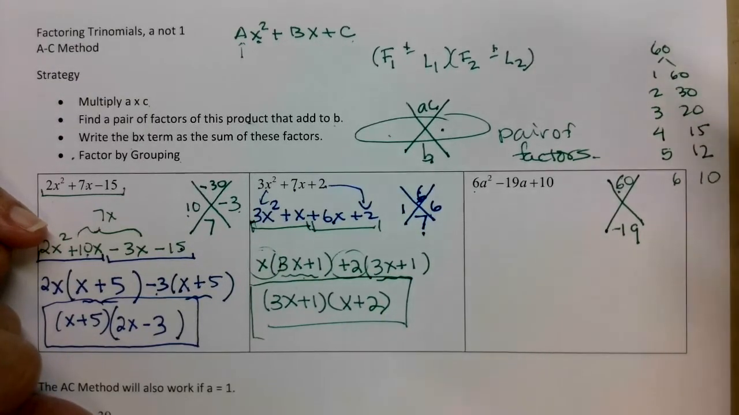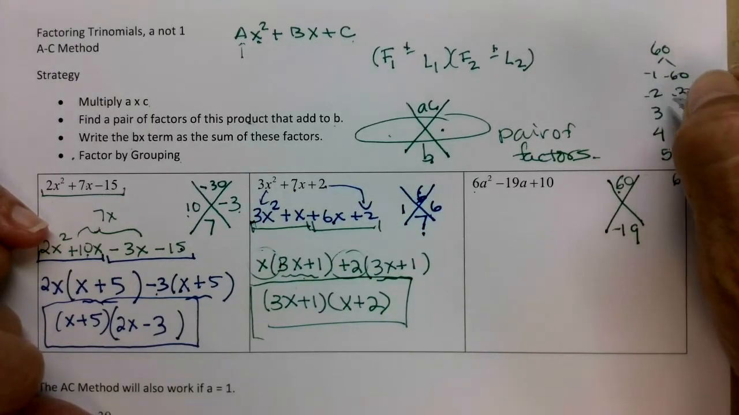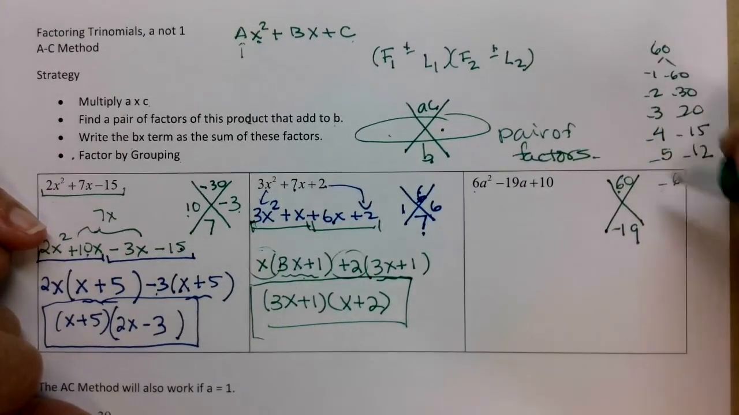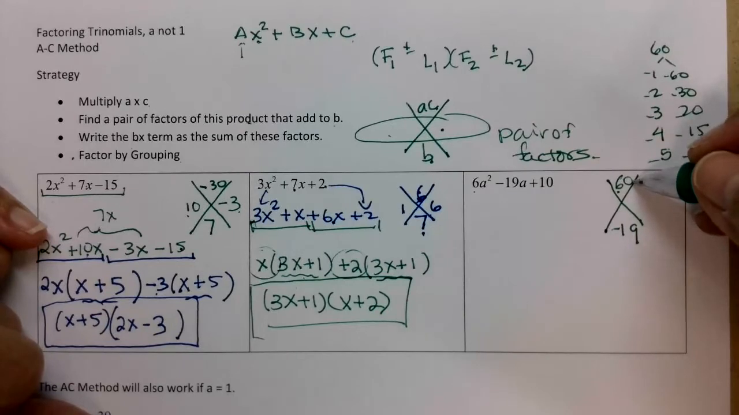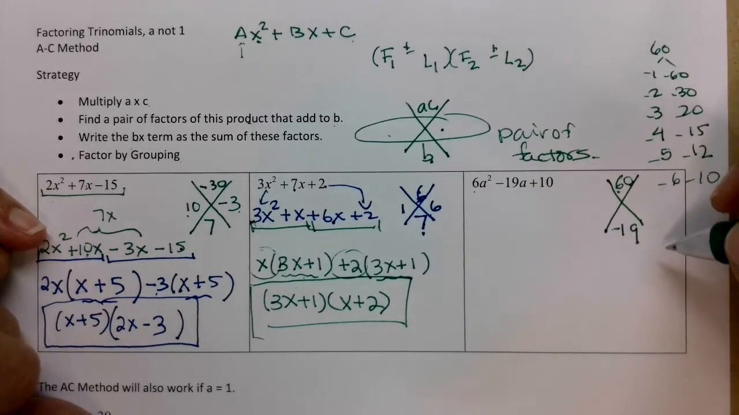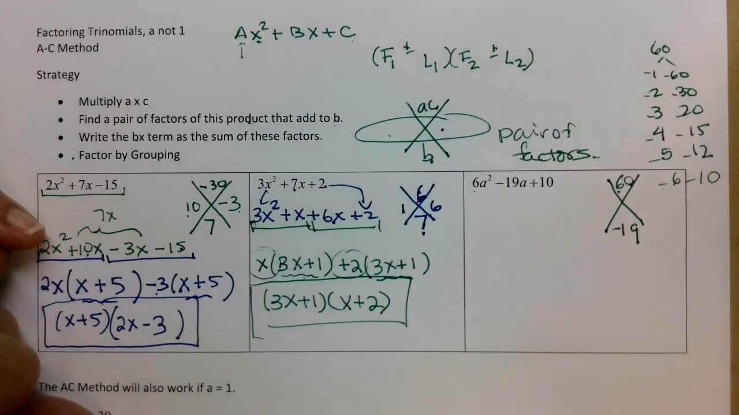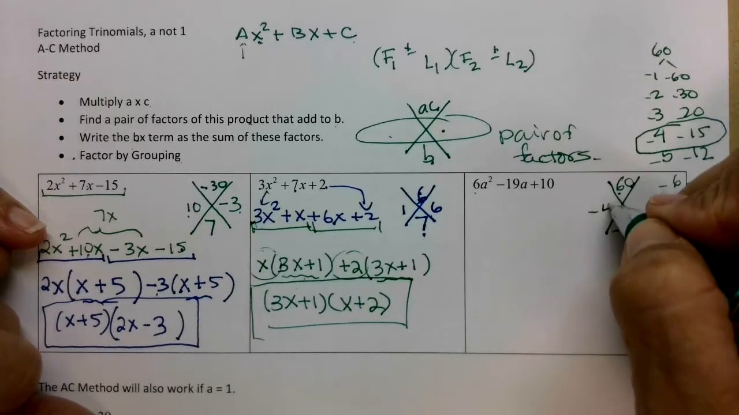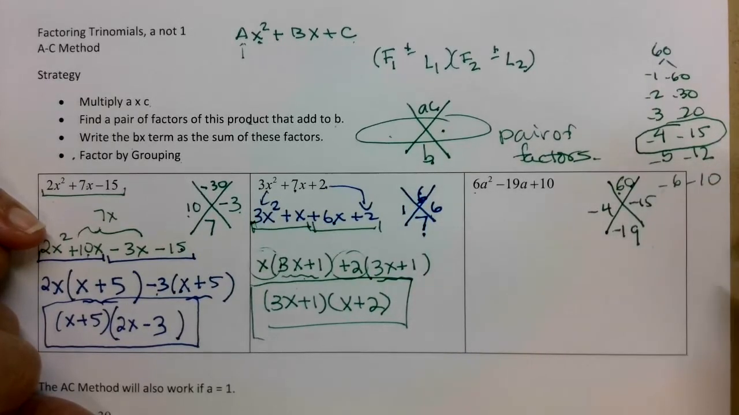Which one of those? They're both going to be negative, so negative, negative, and negative. All of these will multiply to give me the positive 60. Which one will also add to give me the negative 19? That would be this pair right here, negative 4 and negative 15. And again, it doesn't matter which order you write those.